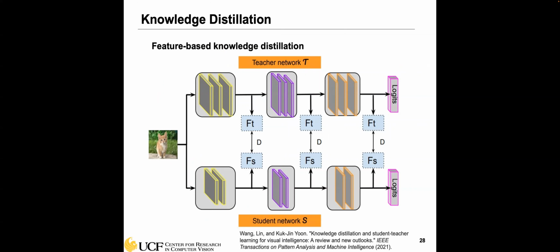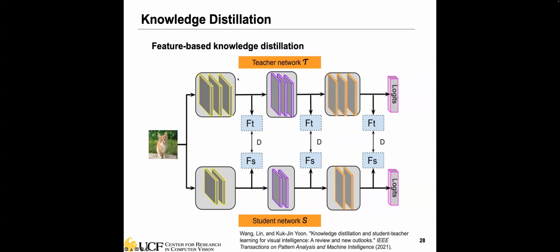And we can also consider feature-based knowledge distillation, right? So in this figure, in the upper stream, we have the teacher network. If you look at each of the layers, the teacher network has more channels, right? More channels means more parameters, indicating the teacher network has a larger capacity. But the student network is a smaller network. Okay, so in this feature-based KD, the student network tries to match the feature representation of the teacher network.